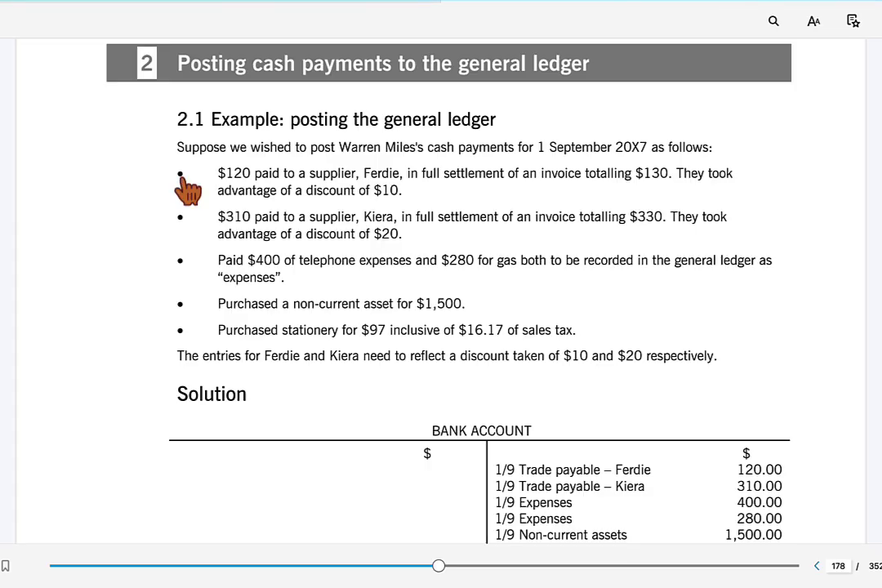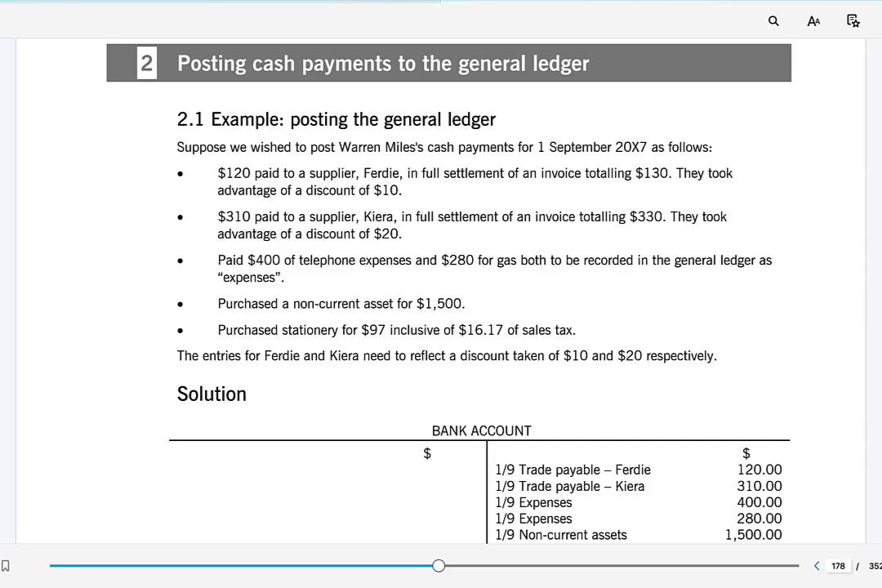Transaction 1. Payment to Ferdy in full settlement of an invoice. Information given. Libra paid $120 to supplier Ferdy. This payment is the final settlement for an invoice that was $130. They took advantage of a discount of $10.